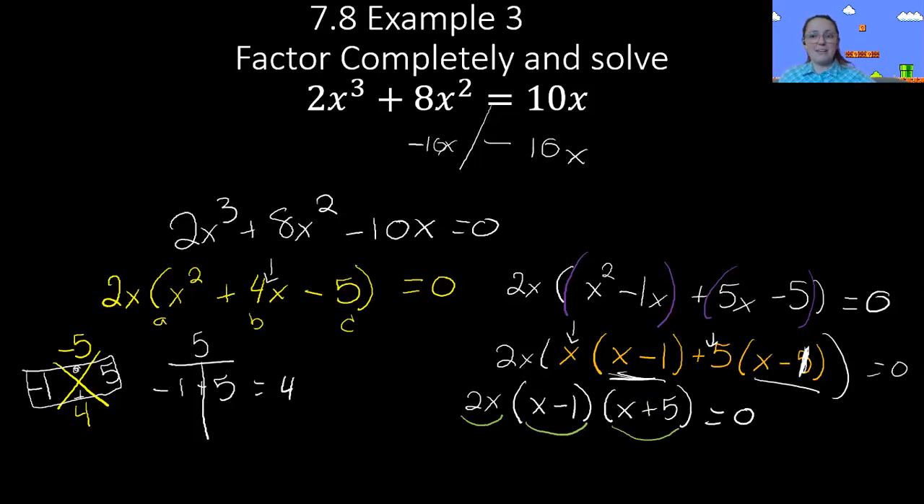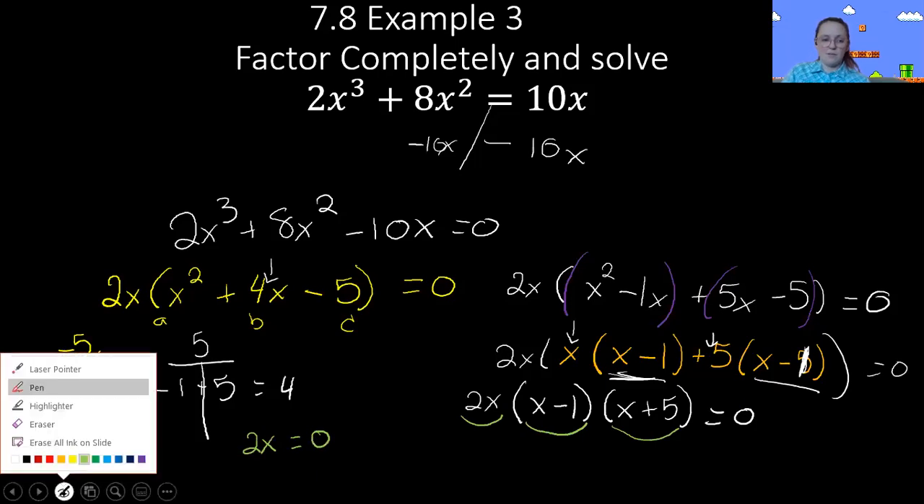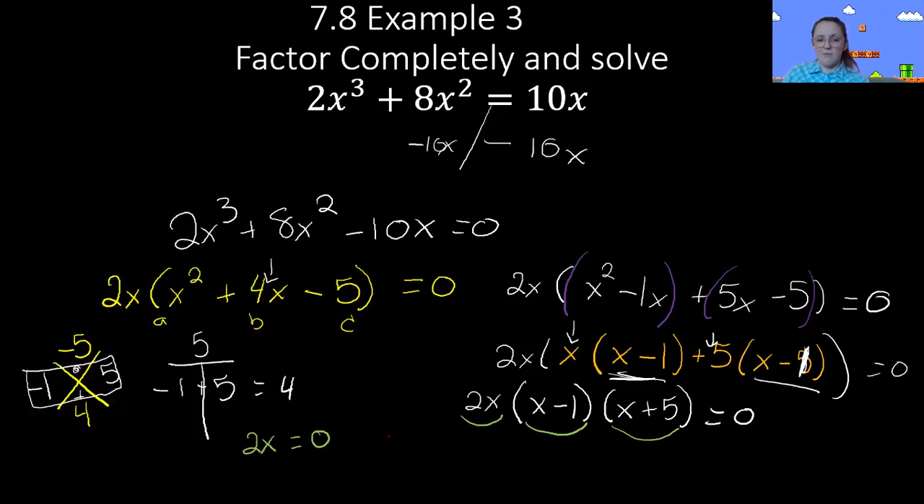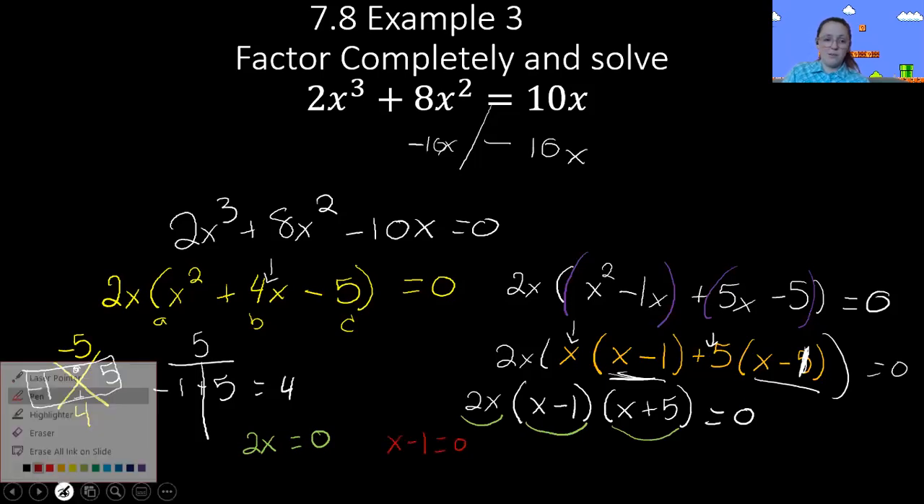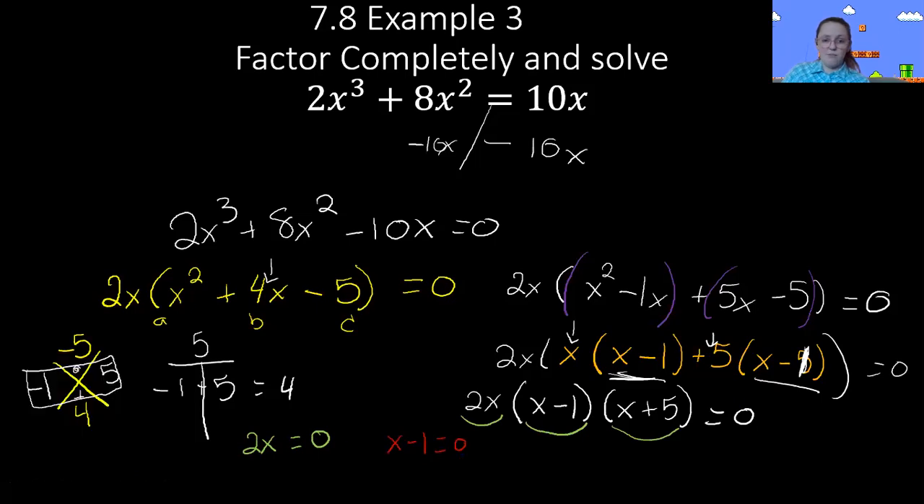Just like we did in 7.4, we've done this already in a few of these sections, where we take each piece and separate it and set them equal to 0. So we're going to have our 2x equals 0. And I'm going to switch colors in between so that we can see them. Then we're going to have our x minus 1 equals 0. And we're going to have our x plus 5 equals 0.